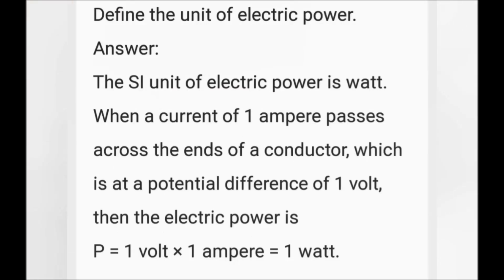Define the unit of electric power. The SI unit of electric power is watt. When a current of 1 ampere passes across the ends of a conductor, which is at a potential difference of 1 volt, then the electric power is P equals 1 volt into 1 ampere equals 1 watt.